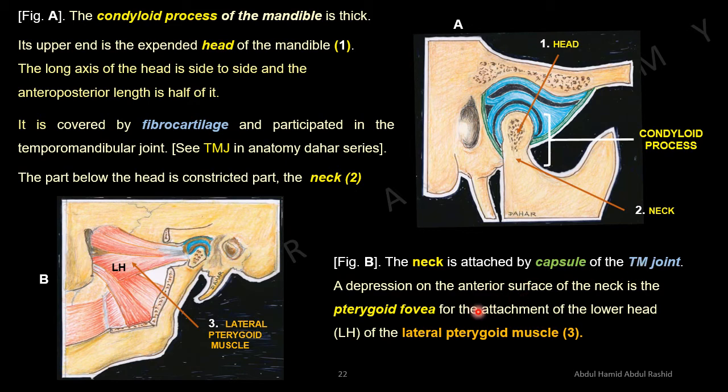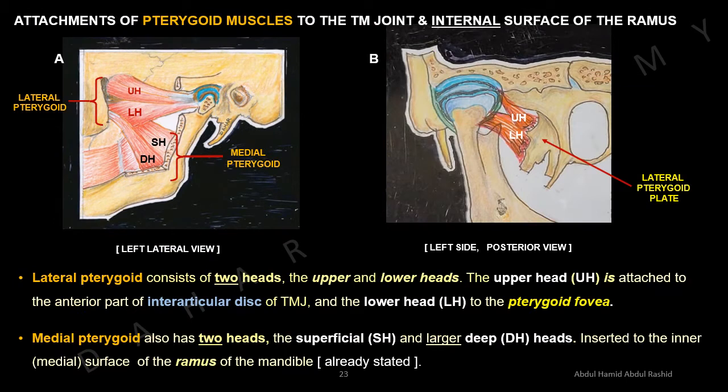A depression on the anterior surface of the neck is the pterygoid fovea. This is the one, pterygoid fovea, for the attachment of the lower head of the lateral pterygoid muscle. The lower head of the lateral pterygoid muscle will be attached to the pterygoid fovea, which is in front of the neck. Attachments of the pterygoid muscles to the temporomandibular joint and internal surface of the ramus.